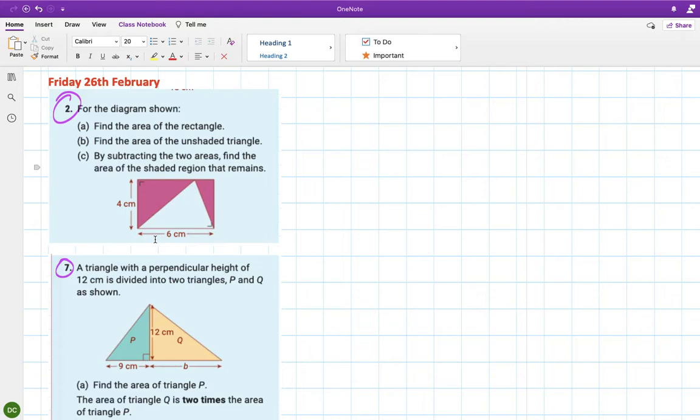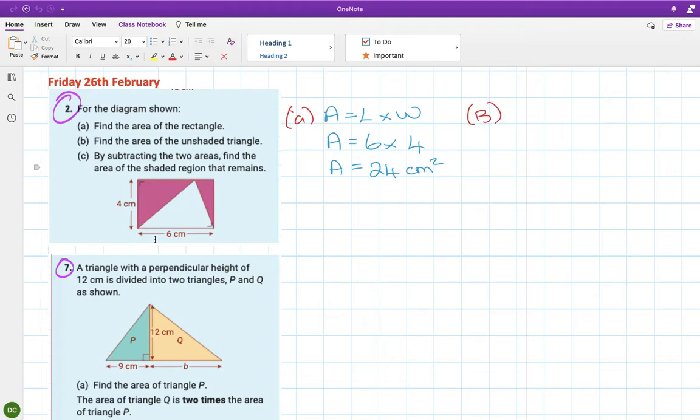Okay, so for the diagram shown, find, first of all, the area of the rectangle. Part A, the area of a rectangle is length by width. Always get in the habit of writing the formula first, and that way, if you make a mistake later, you'll get marks for the formula, providing it's right, obviously. So 6 by 4 is 24, and the units are centimeters squared for the rectangle.